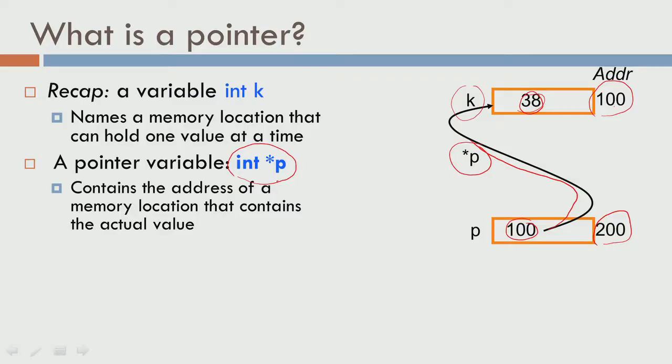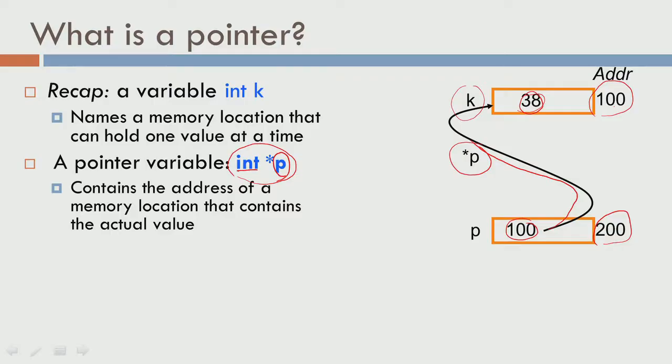So, p is an integer pointer. What that means is the value that you are going to reference is actually an integer. p is just pointing to it. p does not contain the value 38, but p contains the address in which 38 is stored.